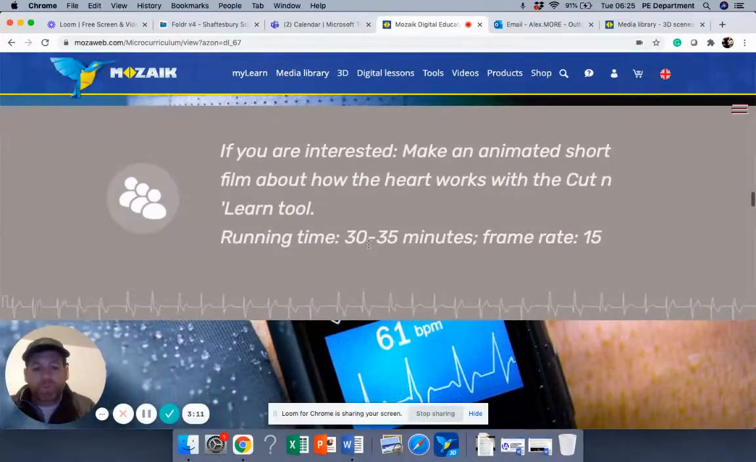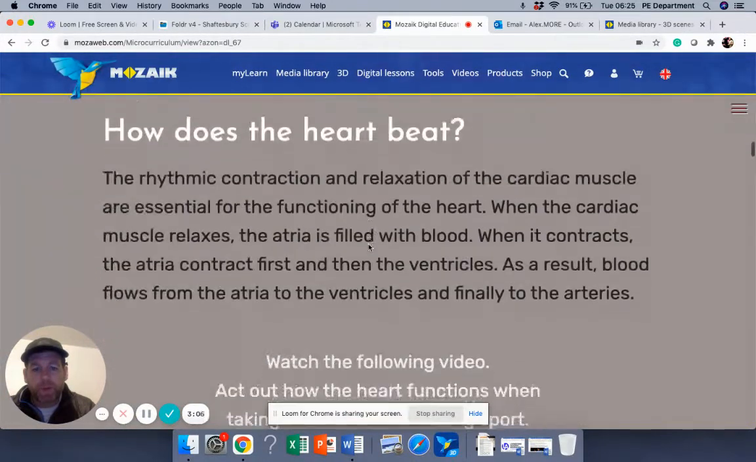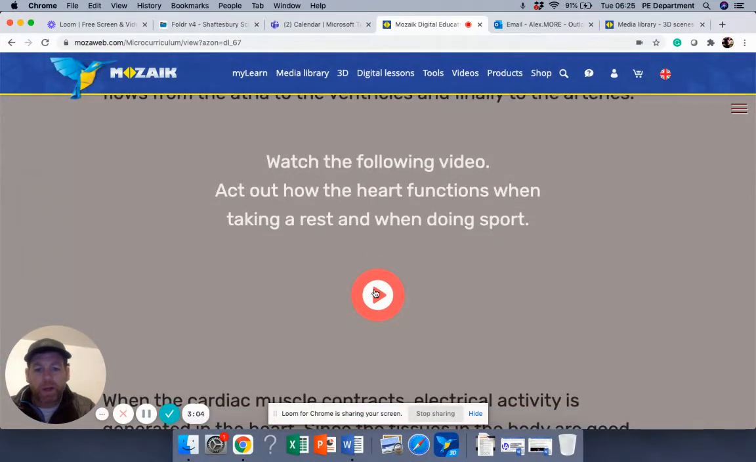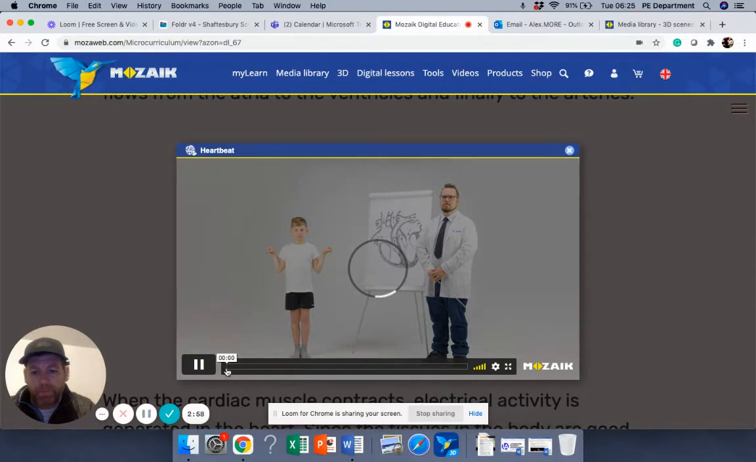So what we're going to do is see a quick video about the heart and how you use it when you're doing sport. So it's going to be two ticks. I'll just open this up and we'll hit play.